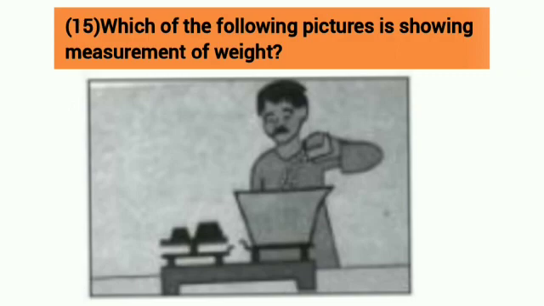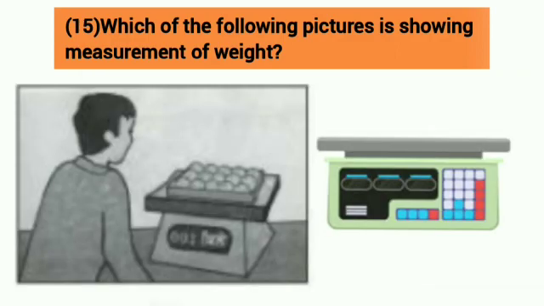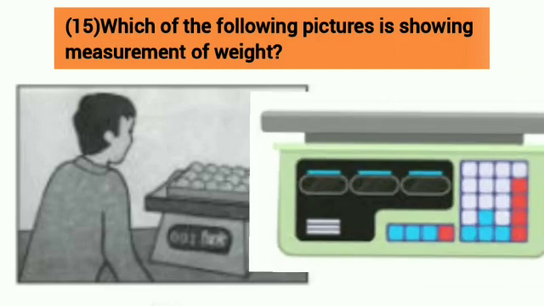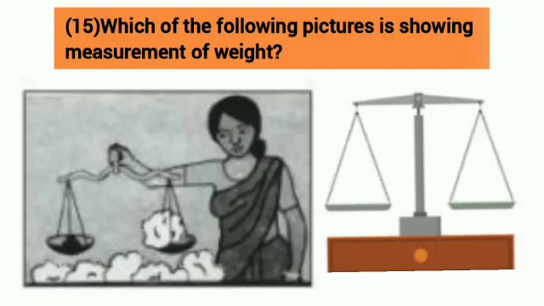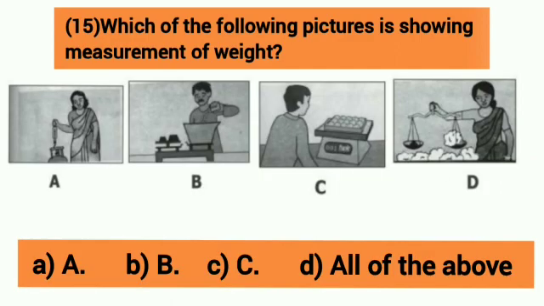In this machine, in the one pan, the weight is kept, and in the another pan, the thing to be measured is kept. In the third picture also, the weight is measured with this electronic machine. In the fourth picture also, the weight is measured with this weighing machine. All these pictures are showing measurement of weight, and this answer is given correct on option D. So we will put tick on option D.